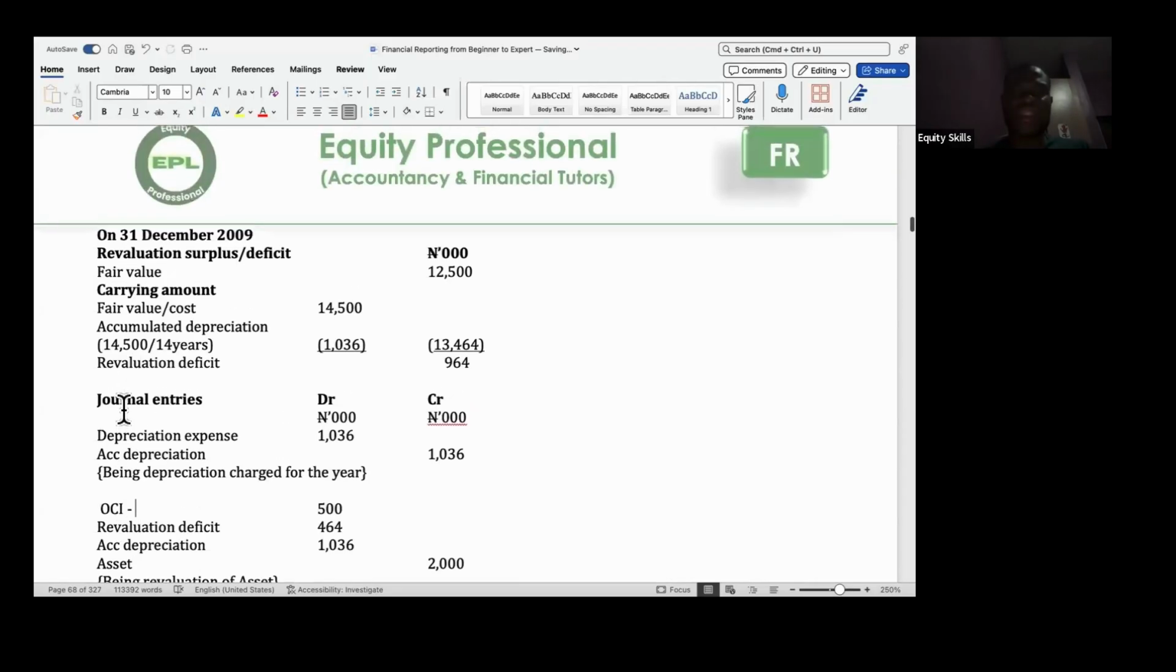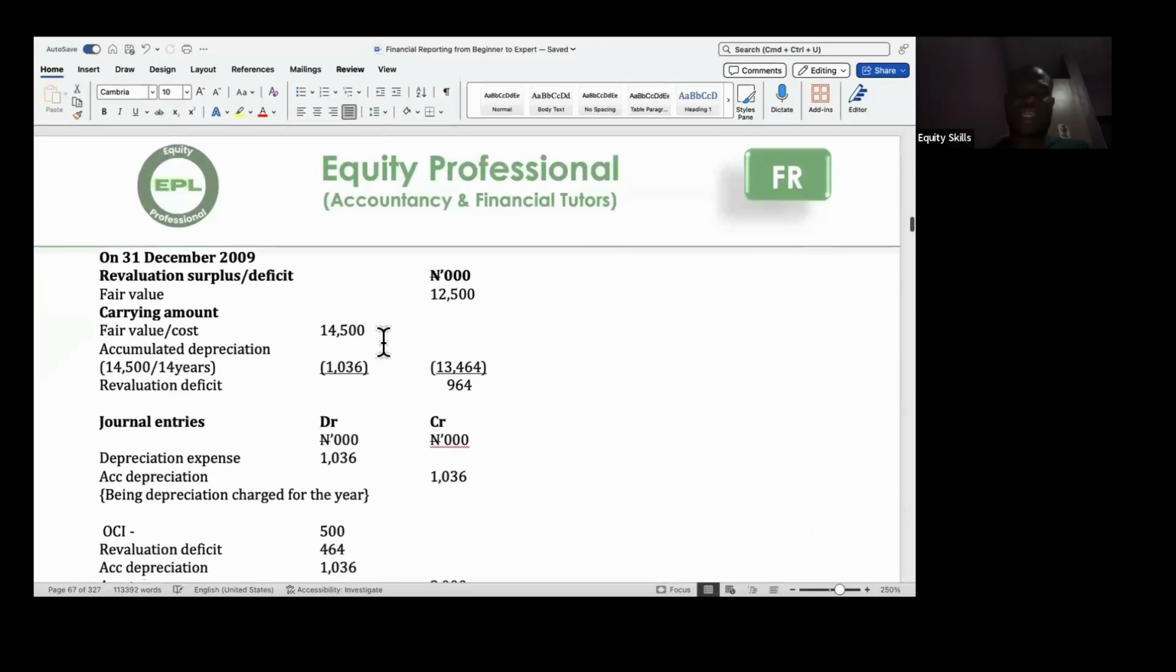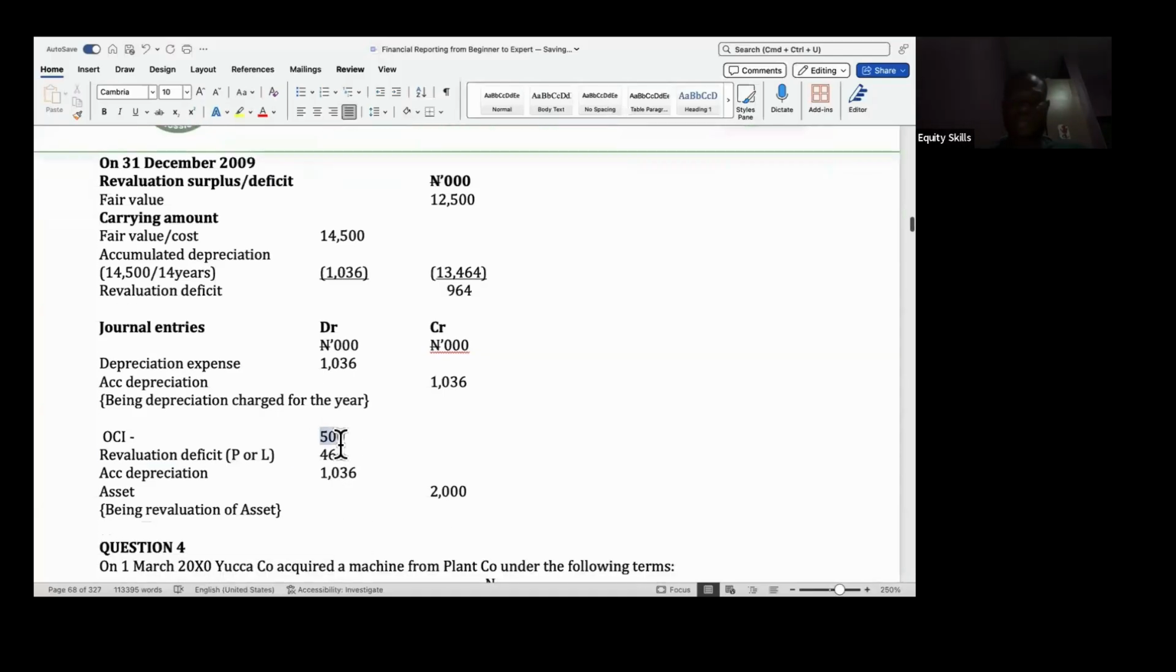So when I take 500 off, out of these 964, there will still be an excess of 464, which is an excess deficit. Then that excess can then go to P&L. That excess can go to P&L. So I'll take that to P&L.